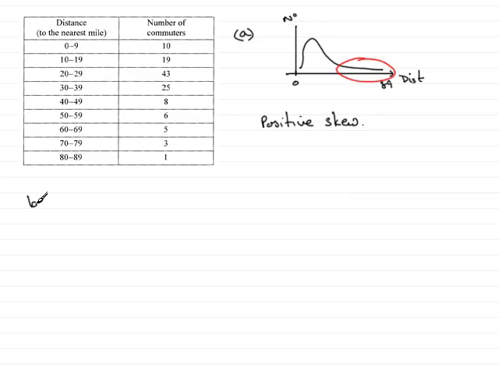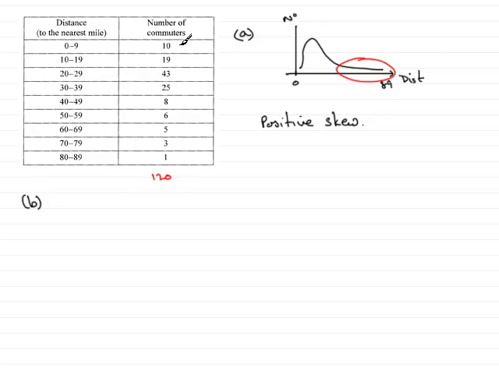Now in part B, we're asked to find the median for this distribution. Now the median will be the middle value, and we've got to find out where the middle value would be. Well, first of all, we would need to add up this column here, the number of commuters, although we are told that it comes to 120. So we have 120 values down here. So the median would be the 60th value.